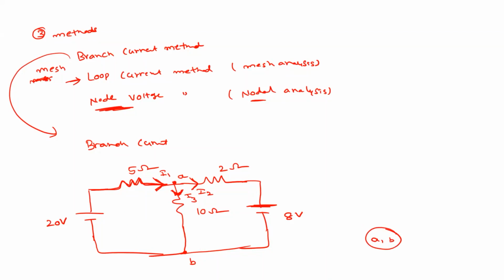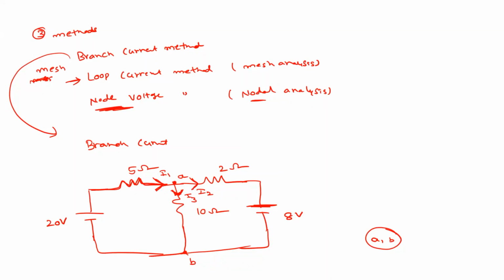Node is where the current splitting takes place. In most cases, we normally refer to this one as ground, or the reference point, with respect to which we are measuring the voltage. When you want to measure the voltage, you must have a reference. So B is the reference point. We will discuss this more when we discuss nodal analysis. The first thing is label currents for each branch and apply KCL.